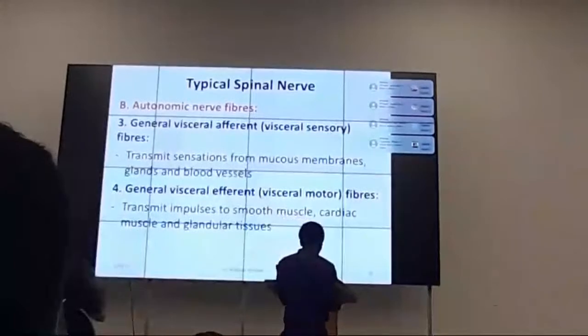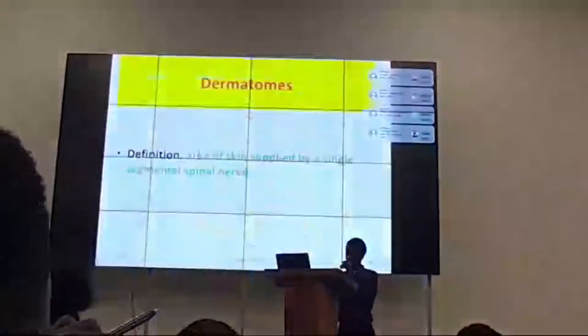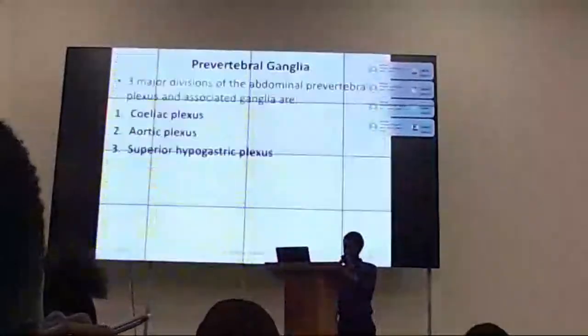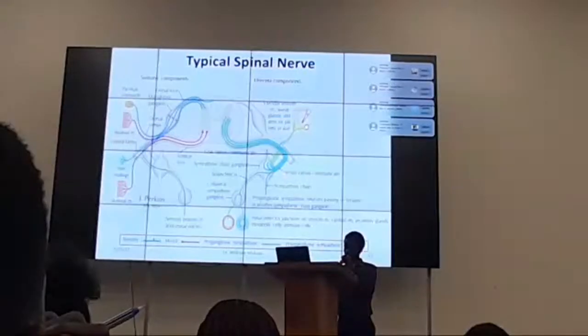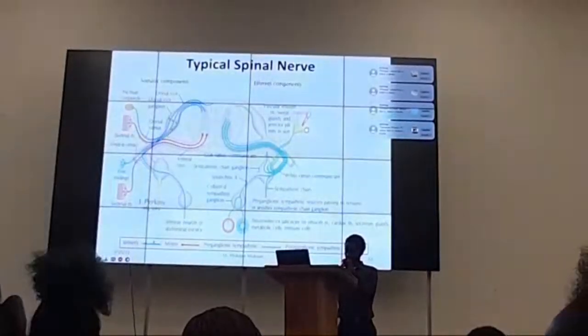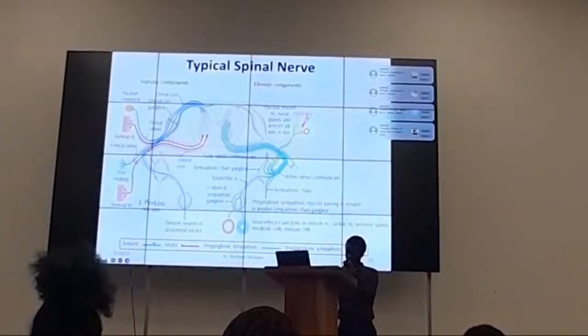It means you have grouped these various fibers in one nerve. So you have this one has come here. So the blue ones are there, the red ones are there, the green ones are there.